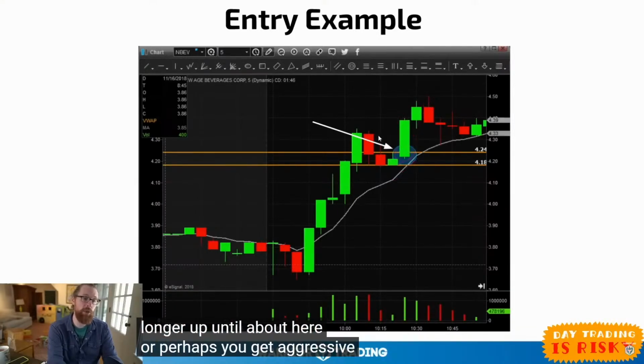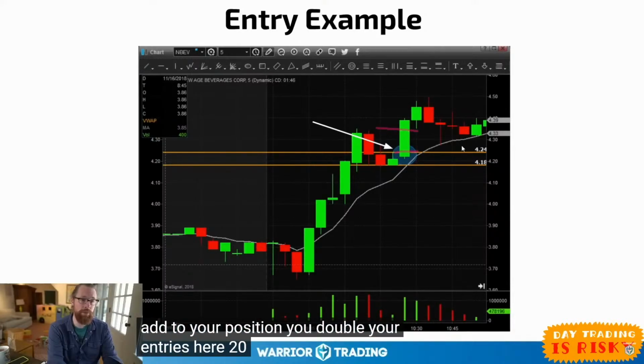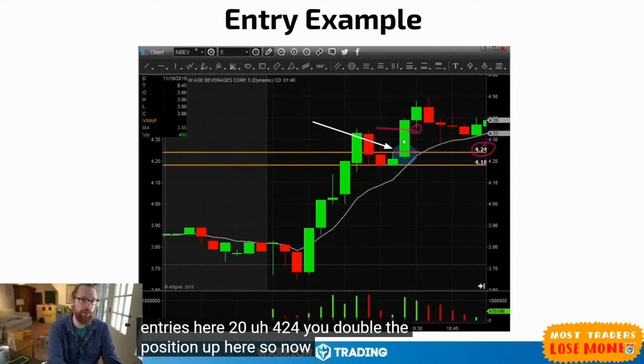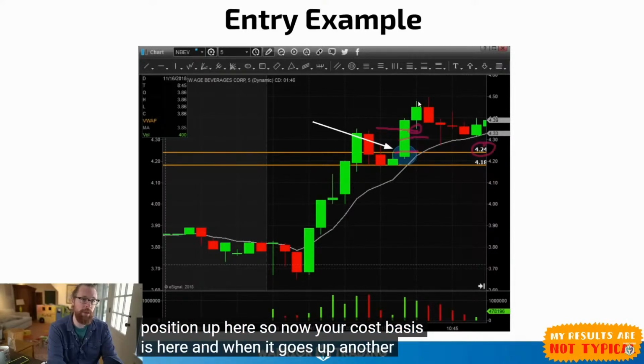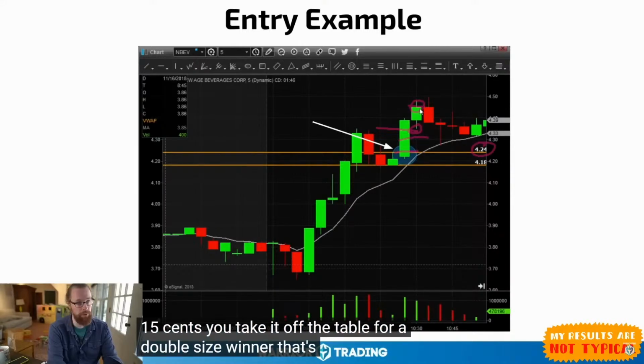Or perhaps you get aggressive and you add to your position, you double your entries here at 4.24. You double the position up here, so now your cost basis is here. And when it goes up another 10, 15 cents, you take it off the table for a double size winner. That's okay too.